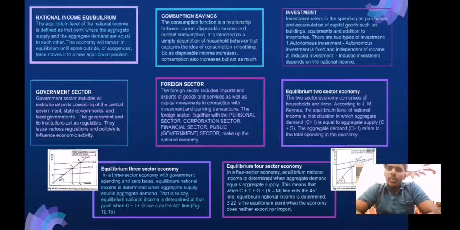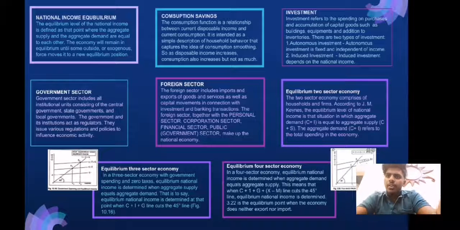In a three-sector economy with government spending and zero taxes, equilibrium national income is determined when aggregate supply equals aggregate demand. That is to say, equilibrium national income is determined at the point when the C plus I plus G line cuts the 45-degree line. In a four-sector economy, equilibrium national income is determined when aggregate demand equals aggregate supply. This means when the C plus I plus G plus (X minus M) line cuts the 45-degree line. This is the equilibrium point when the economy does neither export nor import.